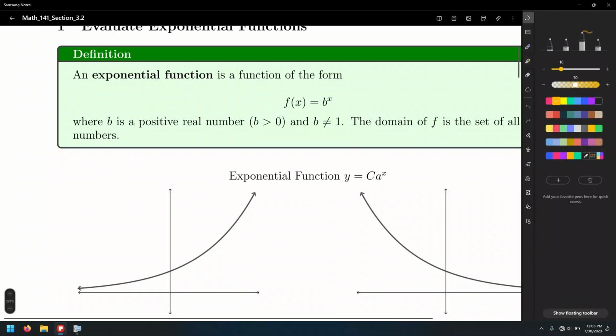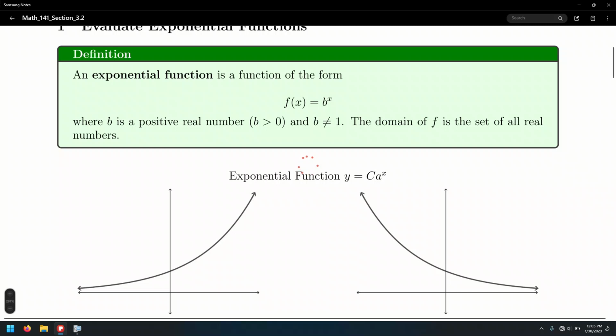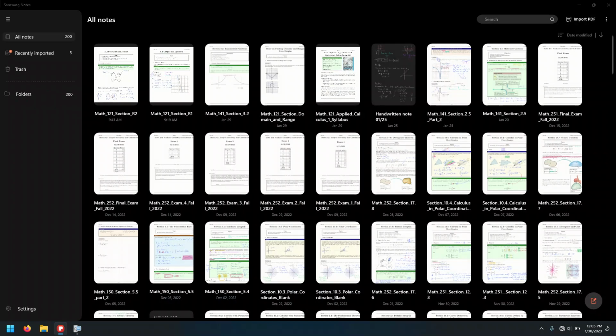So exponential functions are of this form. However, give me 1 second. How about we do some, no, I don't want to import anything yet. I'm going to create a new one. All right.